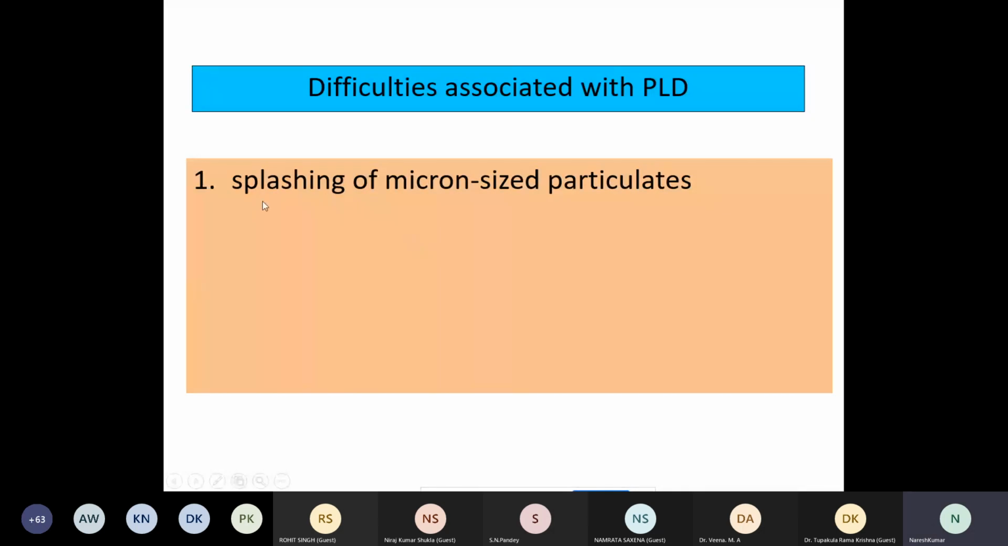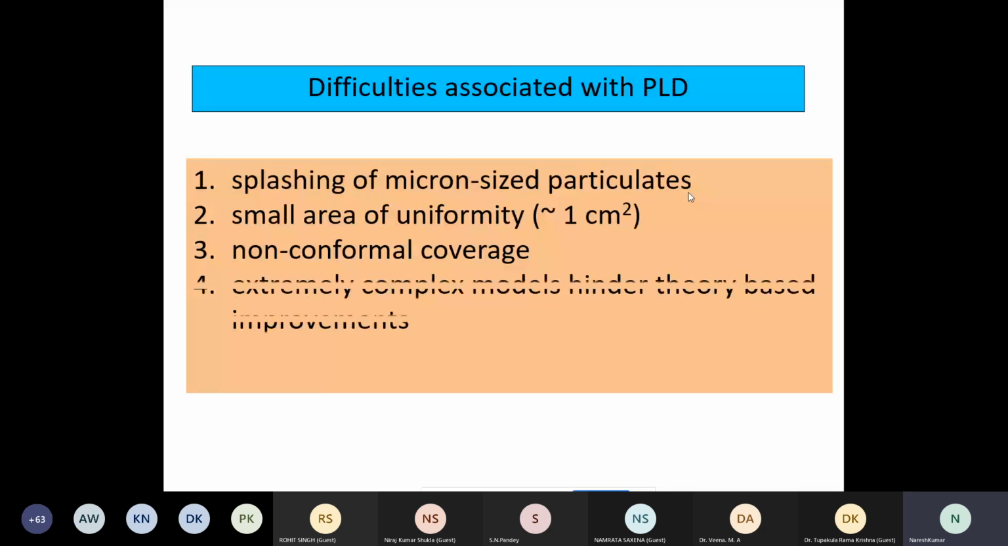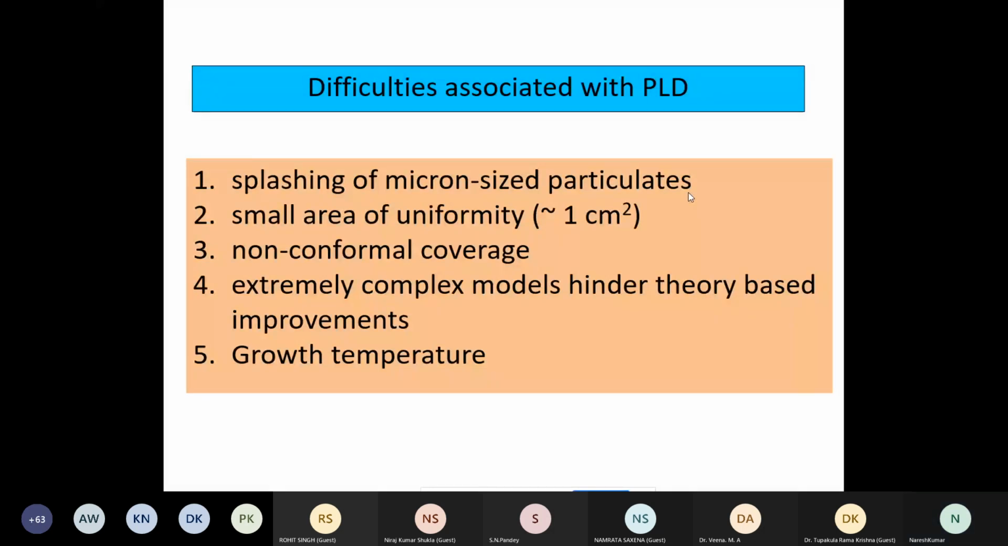Here, splashing of micron size particles is one of the major problems in PLD. What is splashing? Splashing means bigger size particles are coming in the plasma, and they are getting deposited over the substrate along with the plasma, right, in the film. So my roughness, my surface quality of the film may not be very good. I told earlier also it is one of the growth issues. So this issue is there with this system, but there are ways of minimizing it. I will be discussing those also.